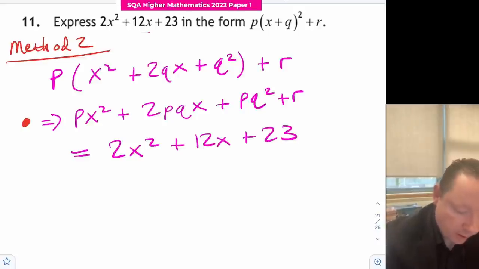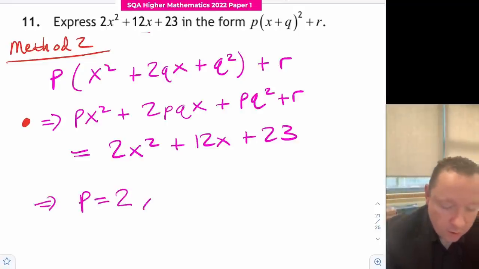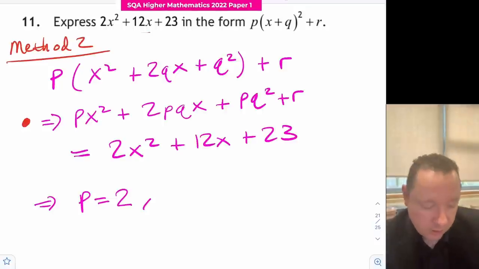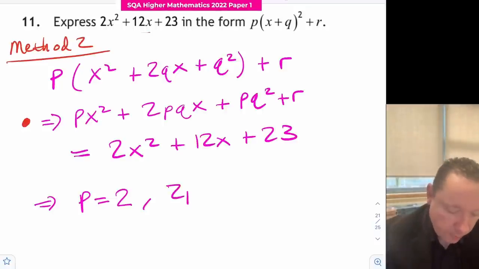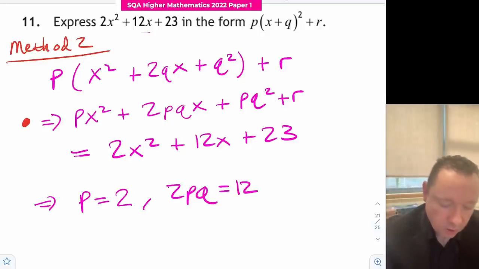So we should be able to see that the coefficient of x squared here is 2, and the coefficient of x squared here is p, so p is obviously equal to 2. We can see right here that p immediately equals 2. And similarly, the coefficient of x in the first is 2pq, and that equals 12. But we can immediately work out, since p is 2, that means that 4q equals 12, and q equals 3.